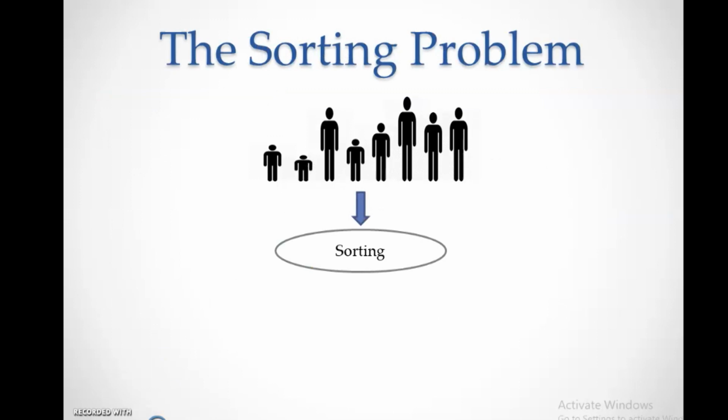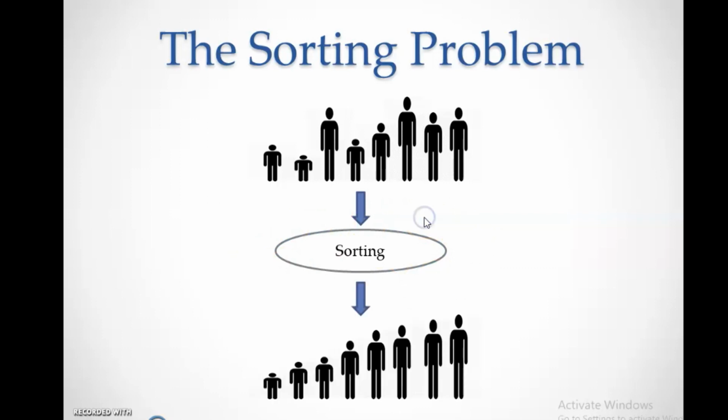Now, the sorting problem. Let us try to understand it with this example. What we have here is a group of people of different heights, and we want to arrange them according to their height, in ascending order, let us say. The sorting problem is looking for a systematic set of steps by which we can arrive at this arrangement. So this is our sorting problem.